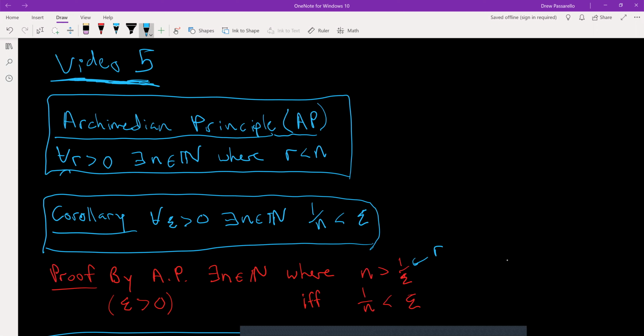All right, that's pretty much it. It's just a direct application of the Archimedean principle. My real number that I'm using is epsilon, which can be any real number. So in the case that we have 1 over epsilon, n is going to be greater than that real number 1 over epsilon. That's if and only if 1 over n is less than epsilon.